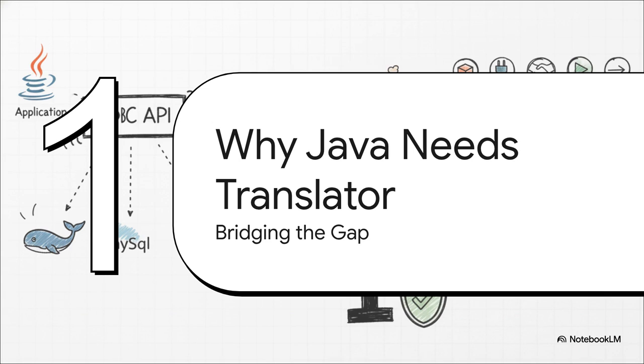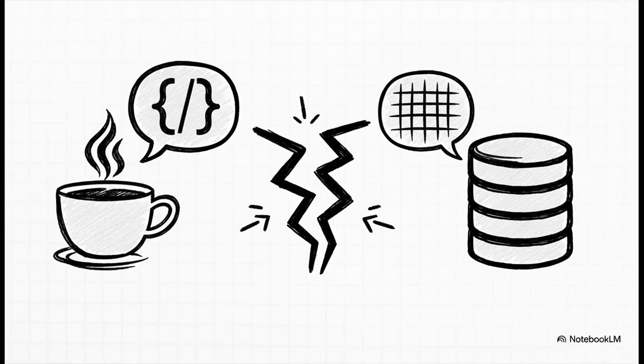All right, first things first. Let's really get our heads around the basic problem we're trying to solve here. Why do we need this thing in the first place? I mean, think about it. Your Java application needs to save stuff. User profiles, product details, you name it.